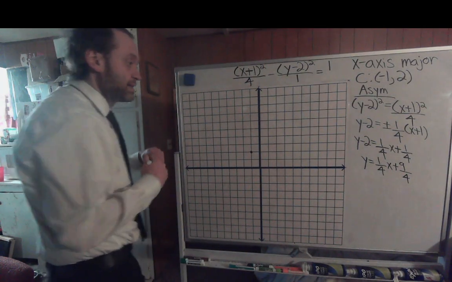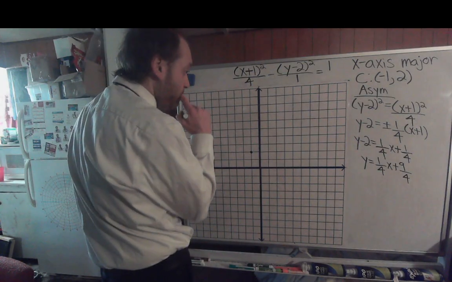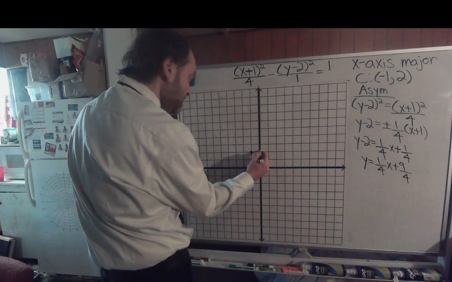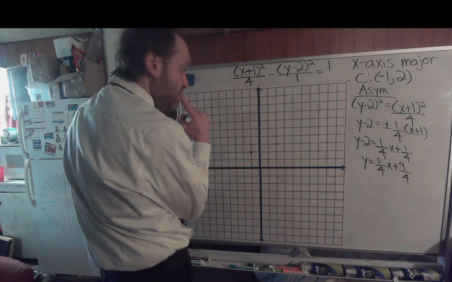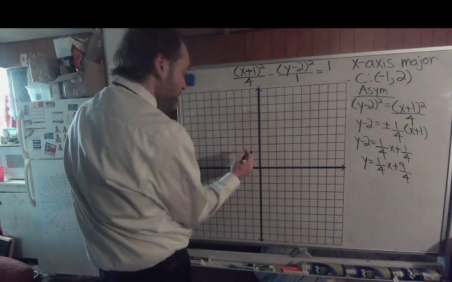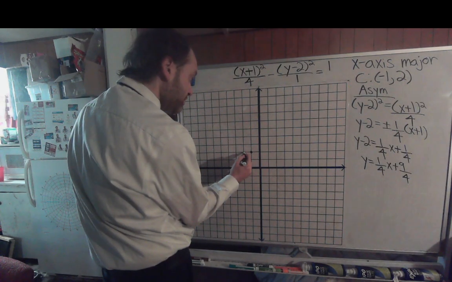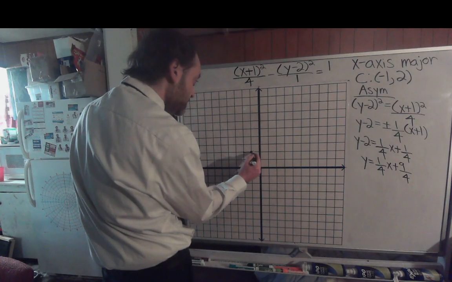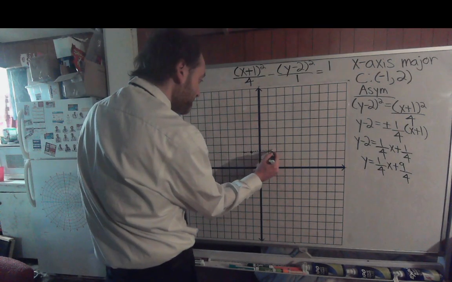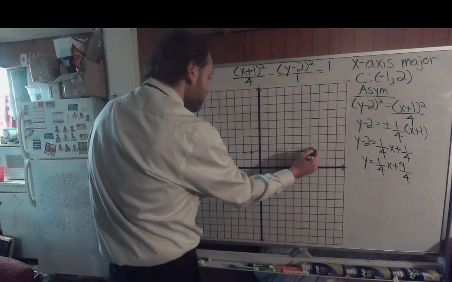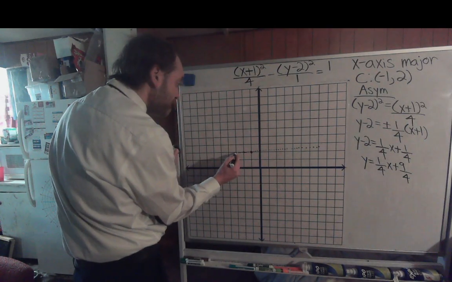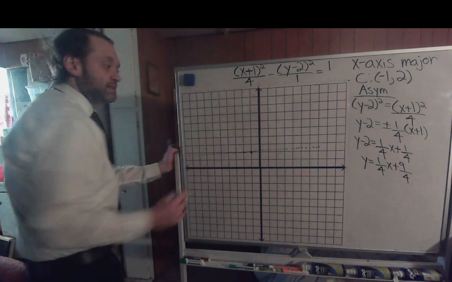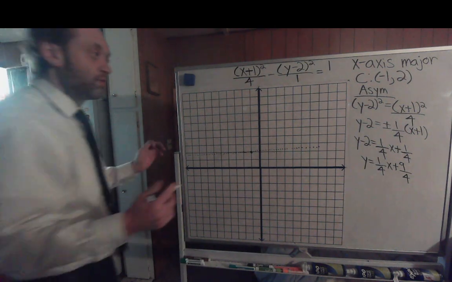So let's plot that. If x is 0, you'll end up having 9/4. So that'd be 2 1/4. If x is negative 1, you would be down at 2 for y. So I think we could see which way this is going to go here for our graph. And again, these asymptotes help guide the shape of your curve.